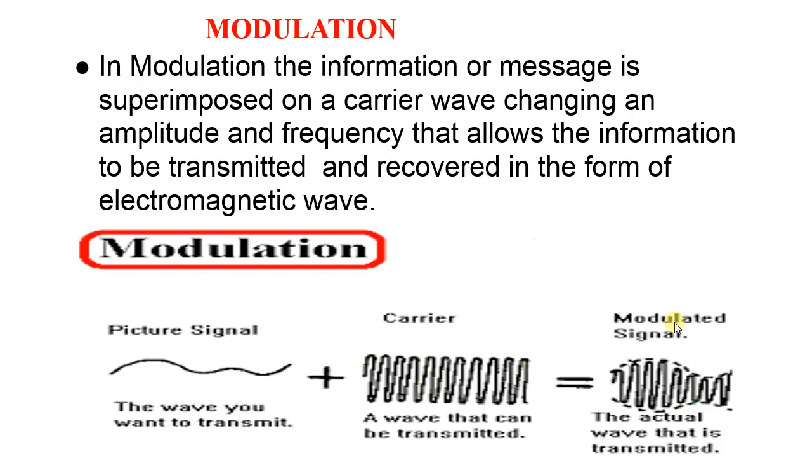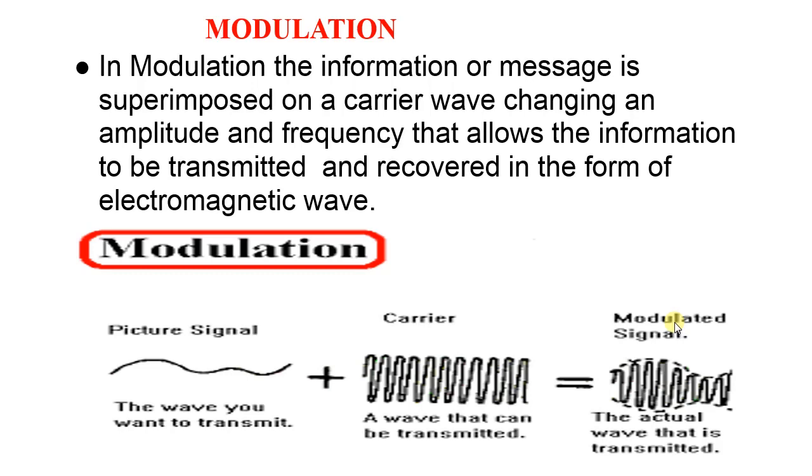This whole process of mixing the message wave with a carrier wave is known as modulation. Now, what is the result when both waves are mixed up? The result is that there is a change in amplitude and frequency. Yes, there can be a change in amplitude, and there can be a change in the frequency. So the information is transmitted to a large distance, and again it is recovered in the form of electromagnetic wave.